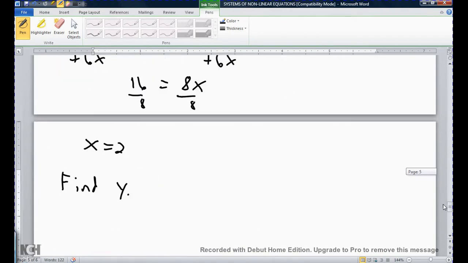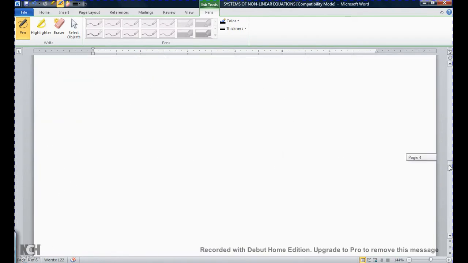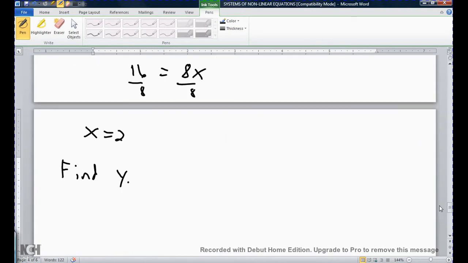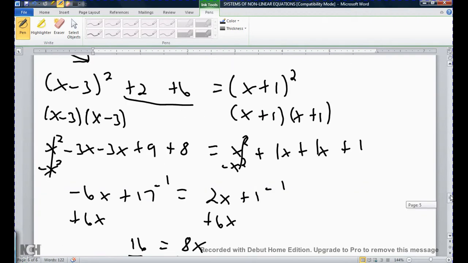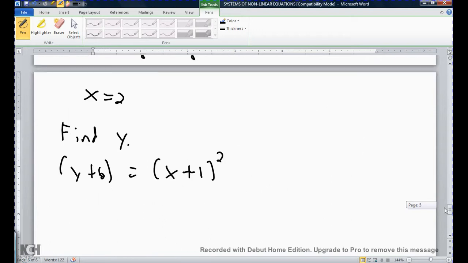Y plus 6 equals x plus 1 squared. I'm going to erase these parentheses. We don't need those. That might bother some people. So everywhere I have an x, I'm going to put a 2, and solve for y. 2 plus 1 squared.